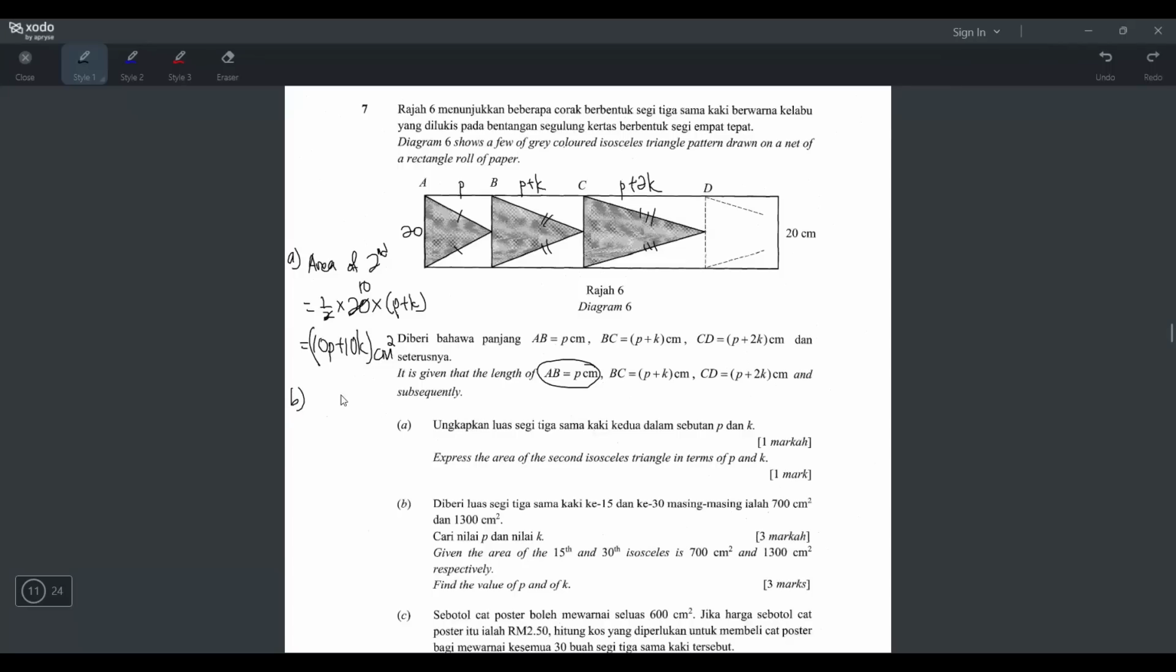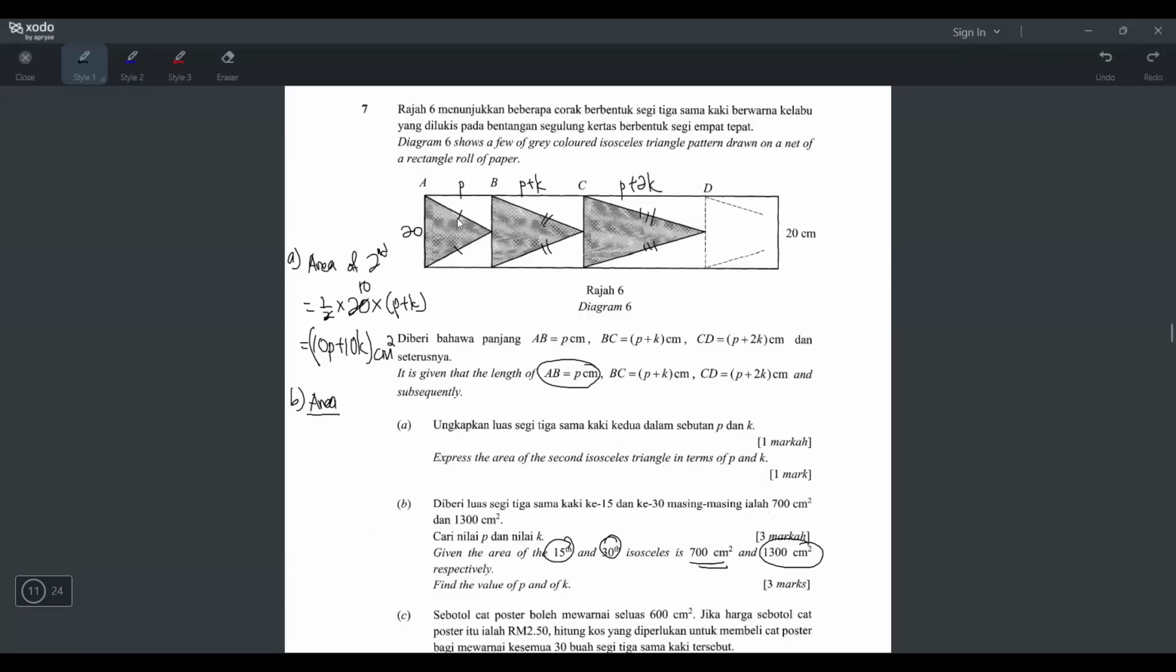Let's do B. So it says B, given the area of the 15th and 30th isosceles triangles is 700 cm square and 1300 cm square, find the value of P and K. I think for this one, you need to write down the progression. You need to form a progression using the area of the triangles, because they give you the area of the 15th and the 30th. So let's form a progression using the area of the triangles first. After that, I can do T15 equals 700, T30 equals 1300, and then try to find A and D. If arithmetic, you find A and D. If geometric, you find A and R. But the first step is to form the progression first.